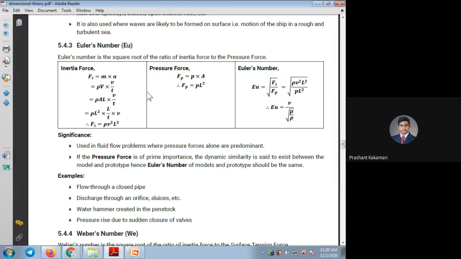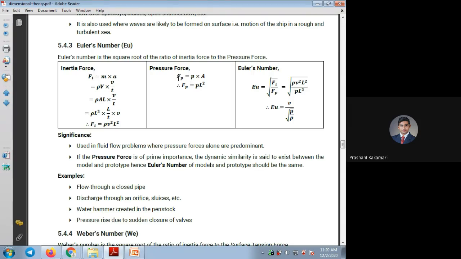Next is Euler's number. Whenever Euler's number comes, you remember pressure. Euler's name is there in every aspect, like mathematics, fluid mechanics, or any other subject. Many times you come across this name. So we take the ratio, under a square root, of inertia force to the pressure force.